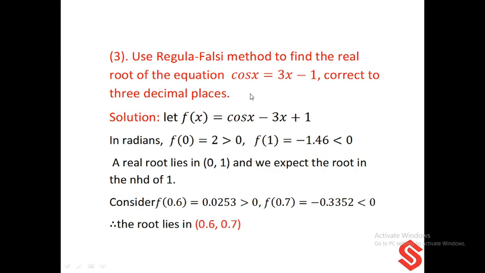So f of 0 is equal to 2, which is greater than 0, and f of 1 is minus 0.46, less than 0. So since f of 0 into f of 1 is negative, we say a root lies in the interval 0, 1. And when you compare these two values, f of 0 is 2 and f of 1 is minus 0.46. So minus 0.46 is nearer to 0 than 2. So we expect a real root in the neighborhood of 1.